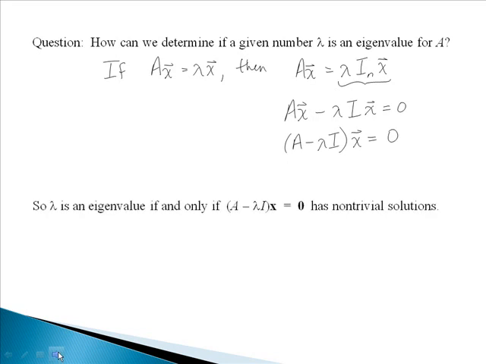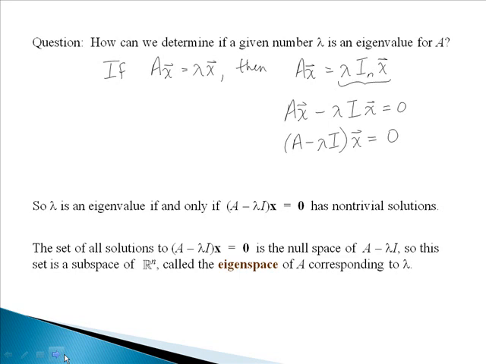So we know then that lambda is an eigenvalue if and only if the equation we just came up with has non-trivial solutions. The set of all solutions to our equation (A minus lambda I) times x equals 0 is the null space of A minus lambda I. So this set is a subspace of R^n called the eigenspace of A corresponding to lambda.